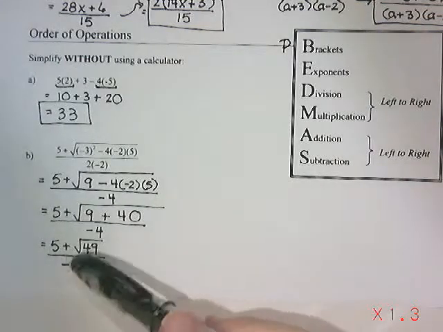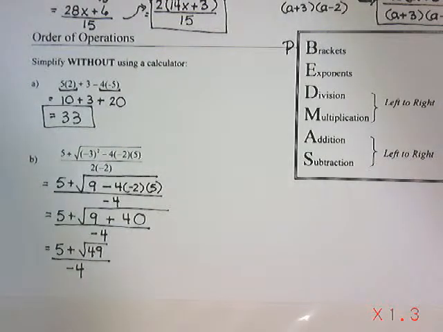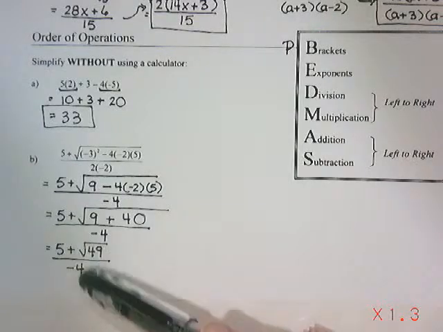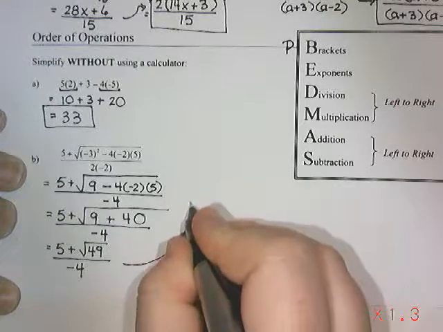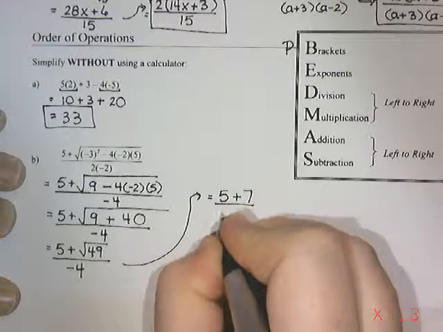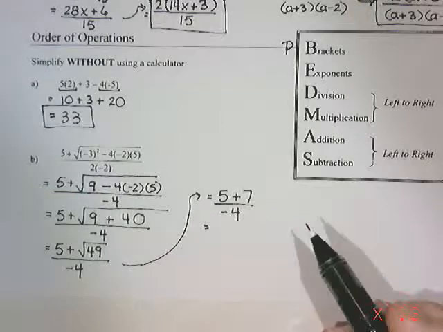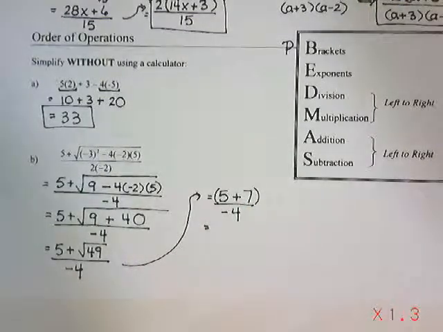All right, so I have 5, I have negative 4, and I still have that square root of 49. A square root, we talked about with our exponent review, is a type of exponent. Roots are fractional exponents. So I'm going to do the square root of 49 before we do our addition or division. So the square root of 49 is 7. So I have 5 plus 7 over negative 4. Even though you don't see any brackets here, having the numerator, it's like having a big set of brackets around the numerator and a separate set of brackets around the denominator.